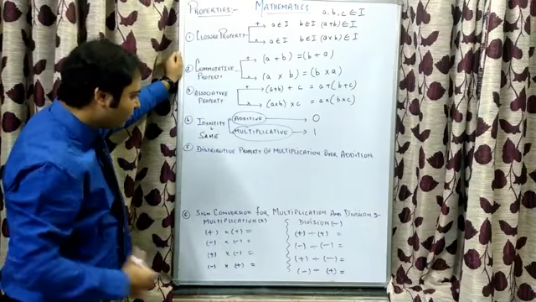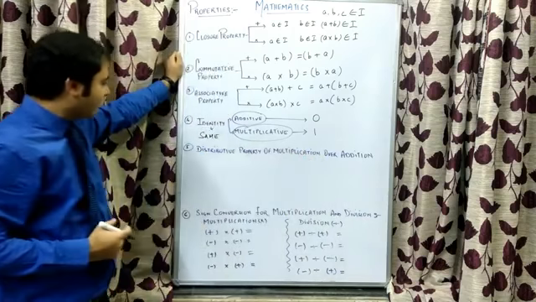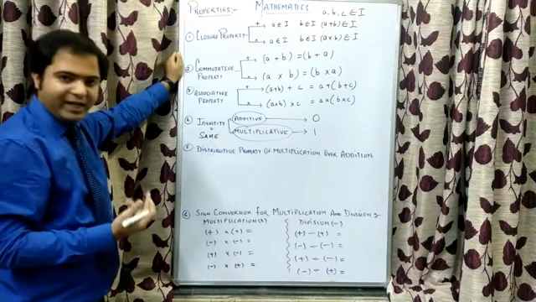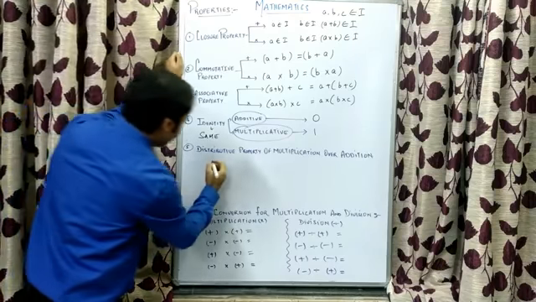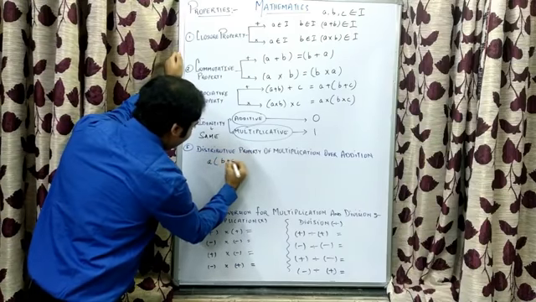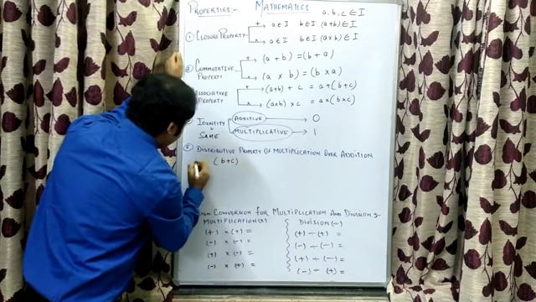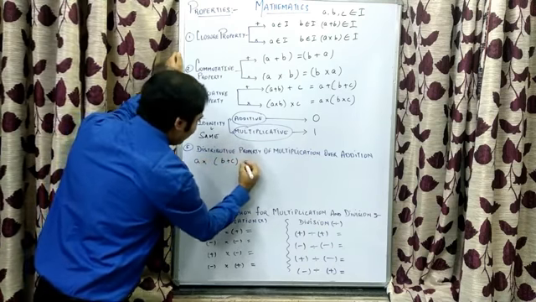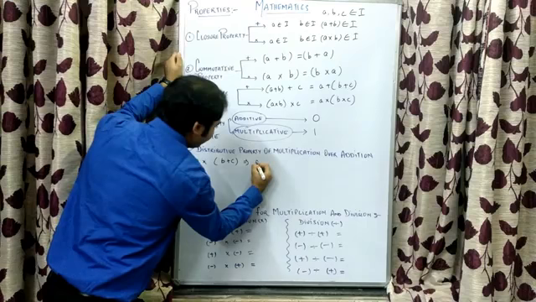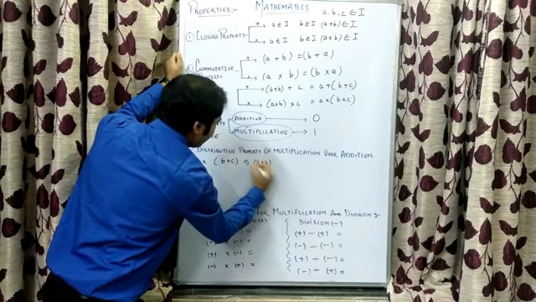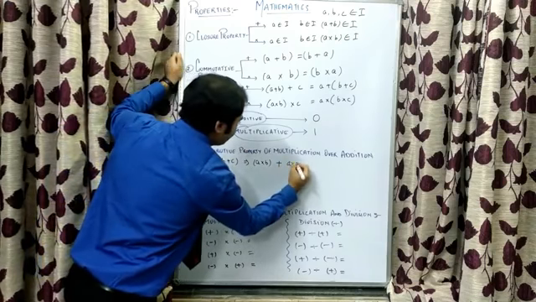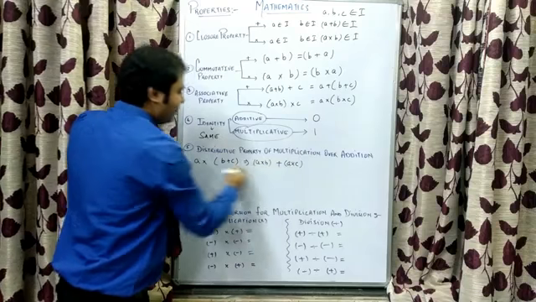Next law, that is distributive property of multiplication over addition. We can understand this with the help of this example. Suppose there are three integers a, b and c. So a is being multiplied by the sum of b and c. In this case, according to distributive law, a will be multiplied by b first, then plus sign, then a will be multiplied by c. So this is our distributive law.